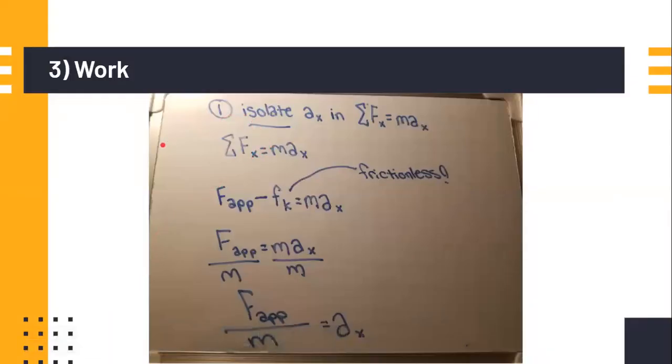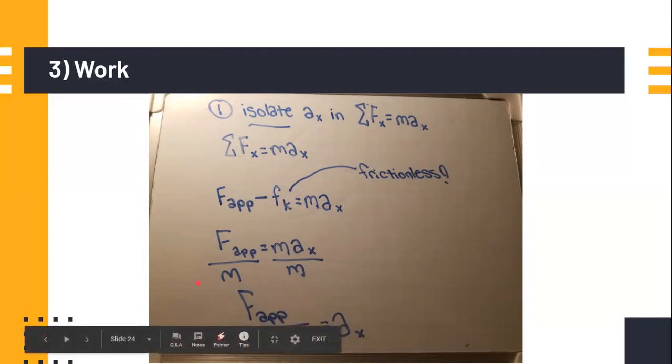First step, we're going to isolate acceleration in Newton's second law. Notice that this symbol means change in. So we're talking about a change in forces. Our two forces are going to be the force applied on the block and kinetic friction. However, the problem does note that there's no kinetic friction on the surface. So our kinetic friction coefficient is going to be 0. There's no friction going on. So that'll just be 0, and we just have the force applied. We isolate acceleration, and we should get the force applied over m equals acceleration.